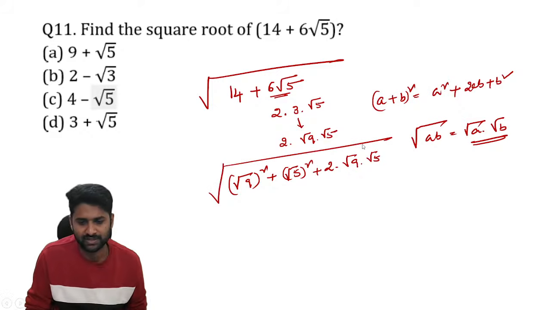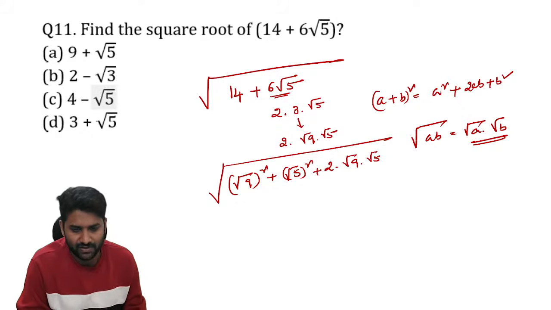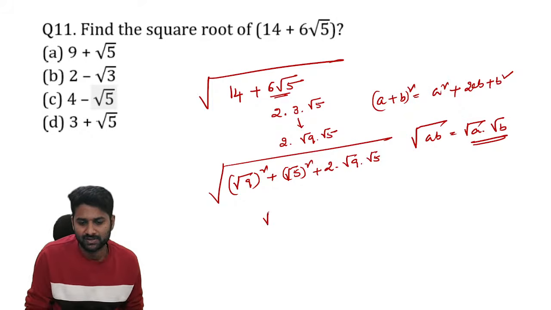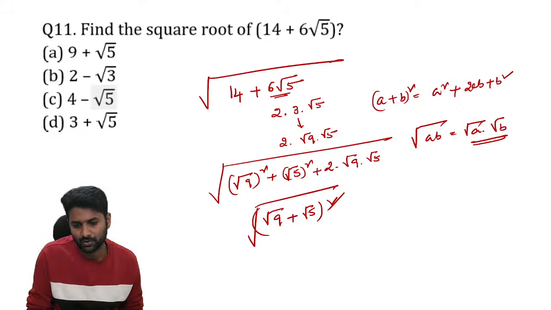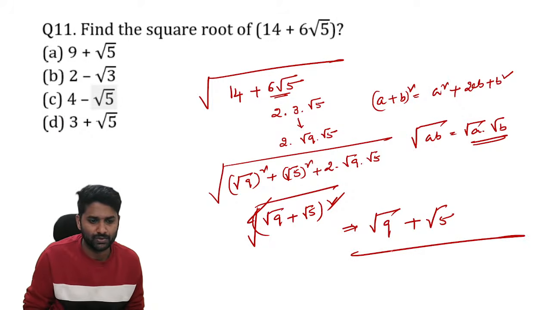This is an important step. If you cancel the square root and square, you will get 9 and 5. 9 plus 5 is 14. 2 into root over 9 into root over 5 is 6 root 5. So this is all about root 9 plus root 5 whole square under the root. You can cancel, then the resultant is root 9 plus root 5. Root 9 value is 3 and root 5 stays the same.